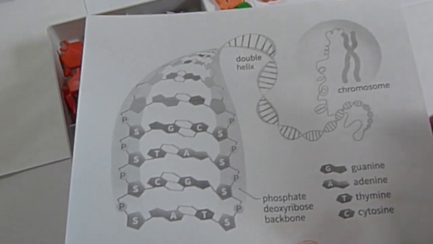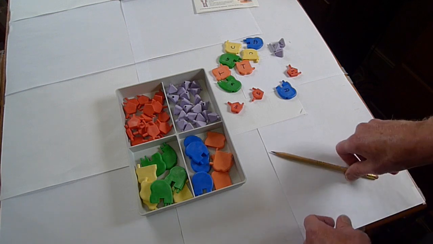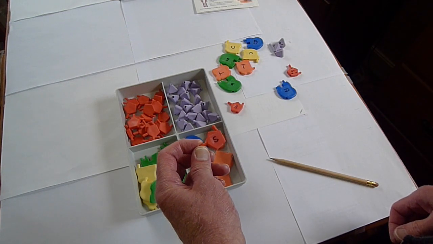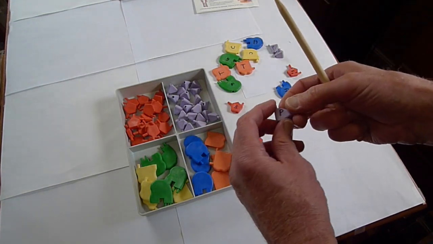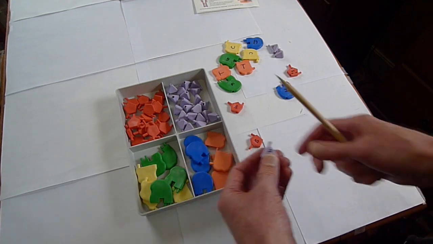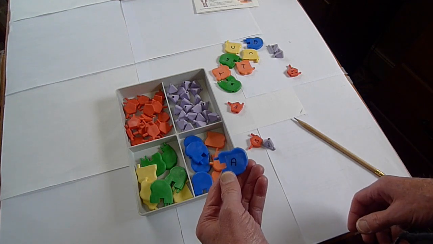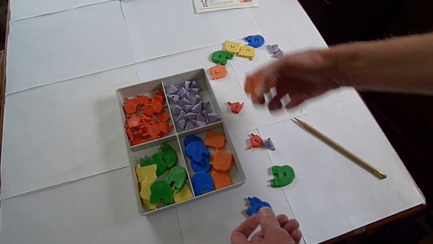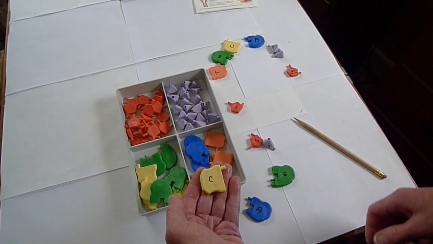In this particular model, there are sugars represented by these reddish orangey pentagons with a couple of pegs on them. The phosphate is this light purple or lavender diamond-shaped thing, one peg, and then the bases are these flat pieces, A for adenine, G for guanine, T for thymine, and C for cytosine.